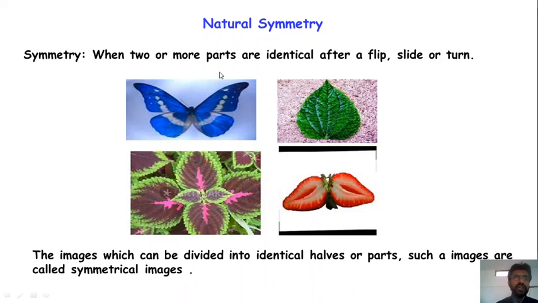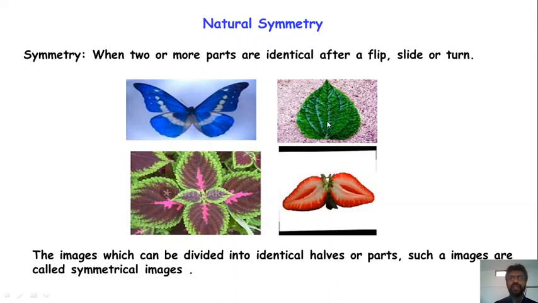In this picture of the butterfly we can see that the two wings are identical. When the butterfly closes its two wings and they overlap with each other, we can say that they coincide with each other.